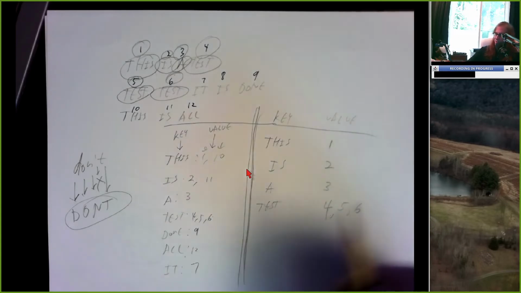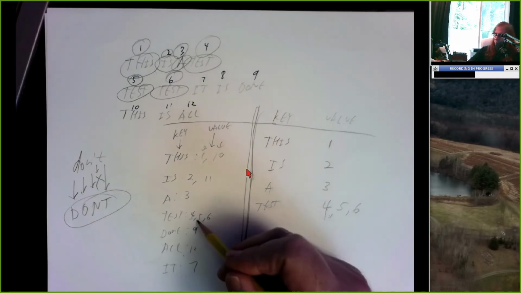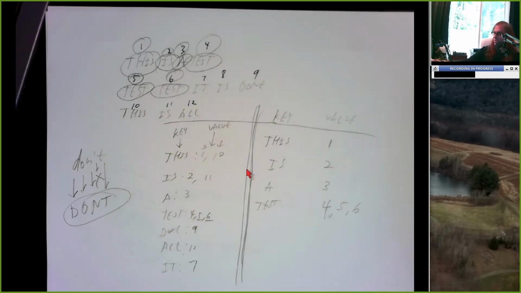So location of test comma 0 would be 4, test comma 1 would be 5, test comma 2 would be 6. Does it have to be base 0? Yeah, we start indexing from 0.